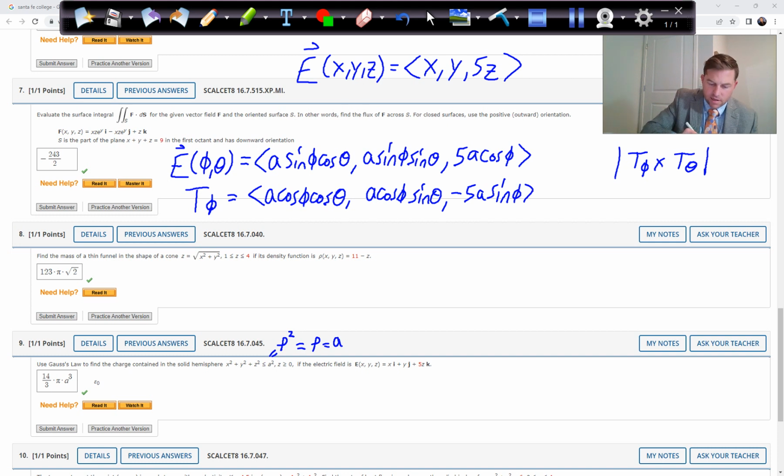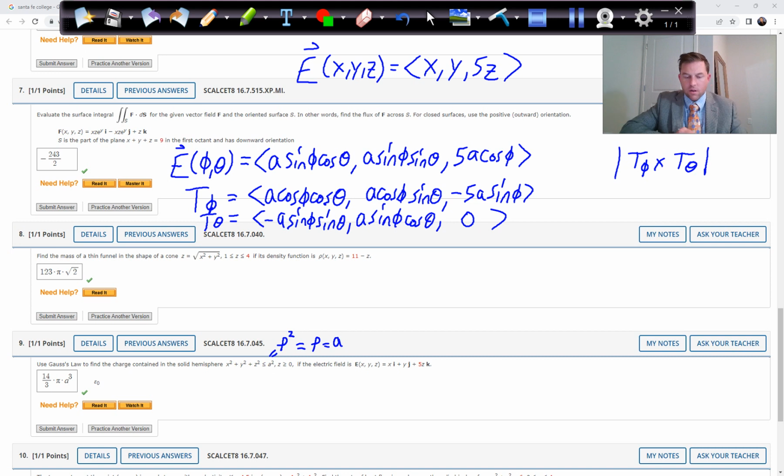Okay, then we're going to find t theta, which will be the partial derivative of those with respect to theta. So it's minus A sine phi sine theta. This one would be A sine phi cosine theta, and this one's 0. Very similar to the one we did before. Then when you cross product those and take the magnitude of that vector, you're going to get, actually I didn't do that. Let me show you what the cross product is.